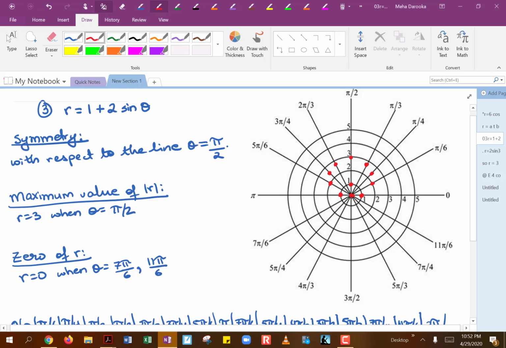Now this one is going to have the shape with that little inner loop on the inside. So let's see if we can get this general shape here. This will be going somewhere like this.